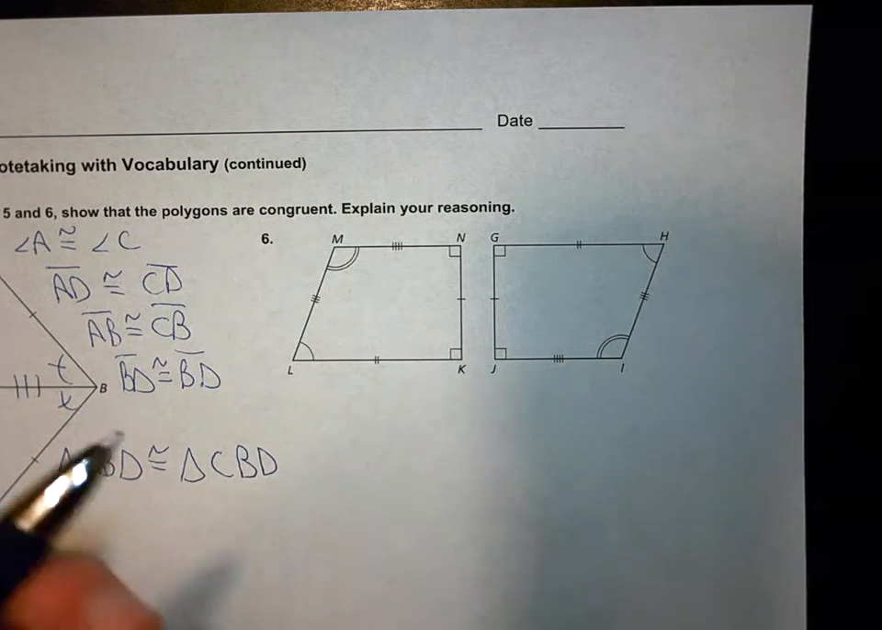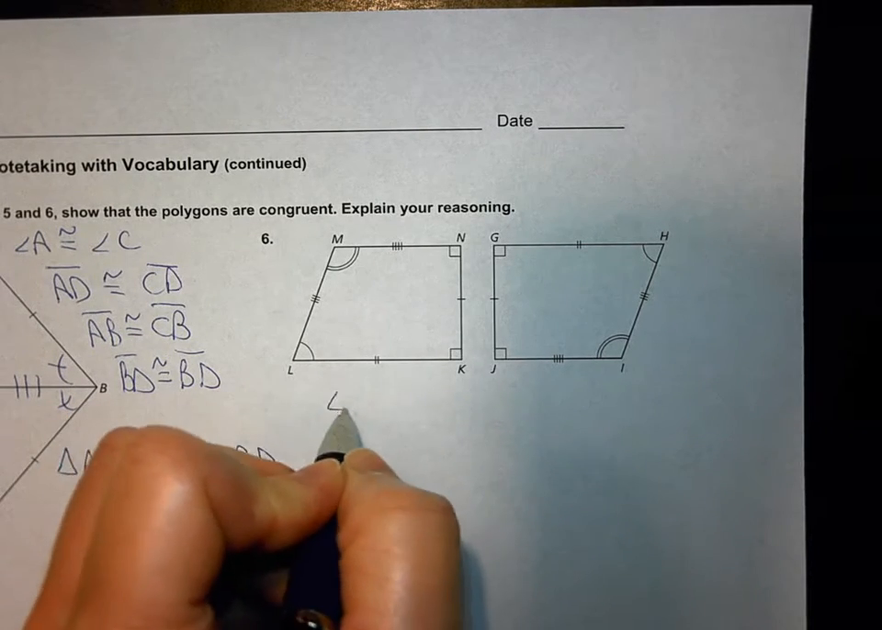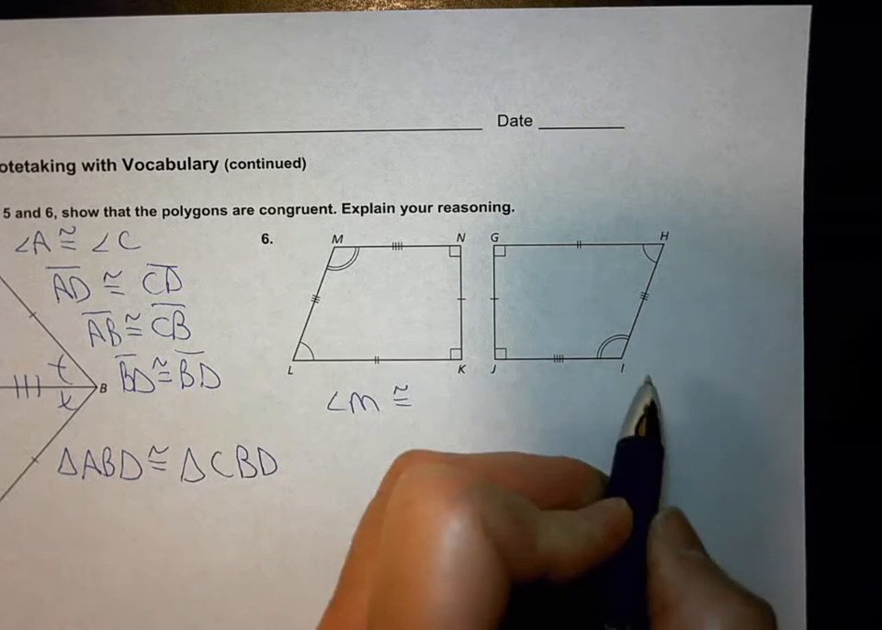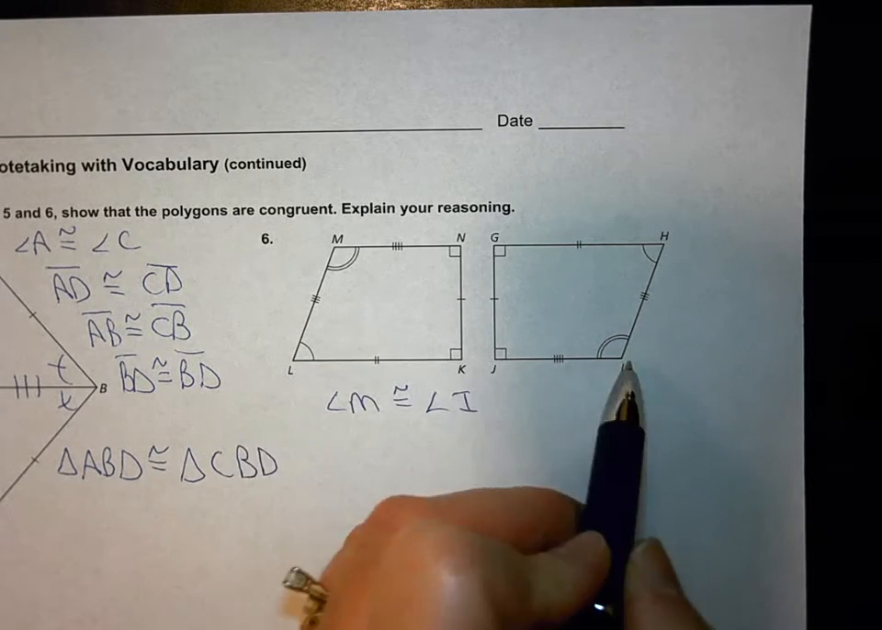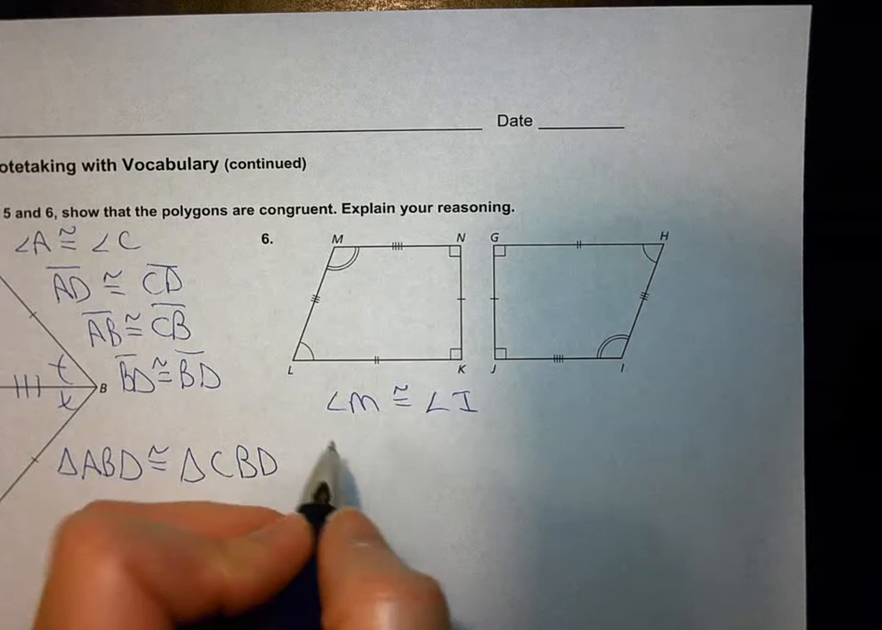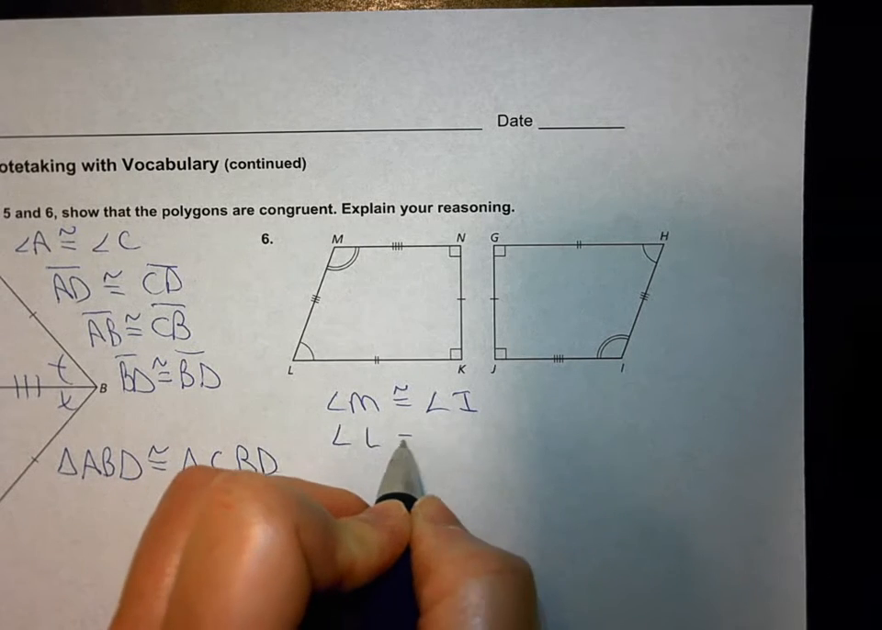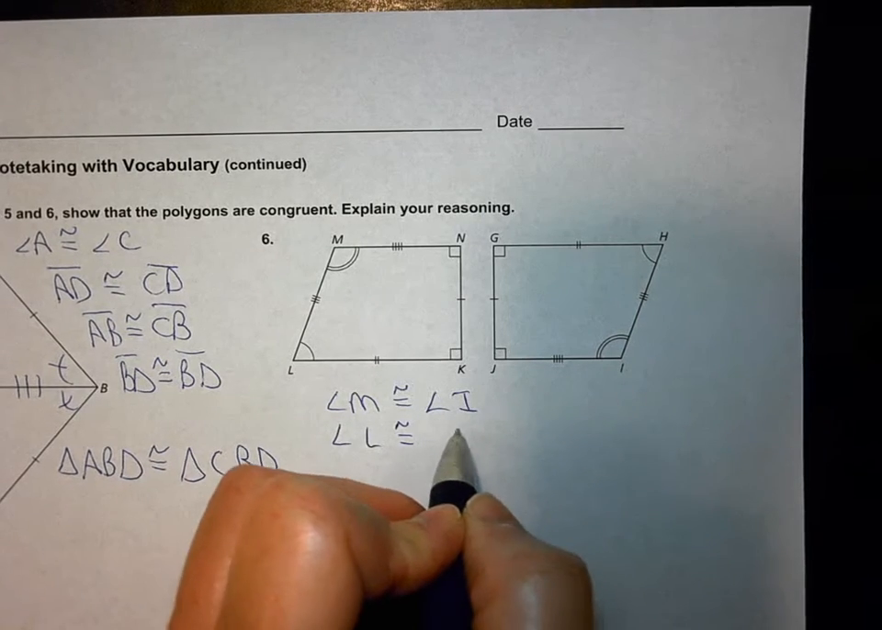Okay, if you look at number 6, your polygon, again, pretty much you have sides and angles you can match up. So angle M is going to be congruent to angle I on the other one because they have the same matching symbols. Angle L is going to be congruent to angle H.